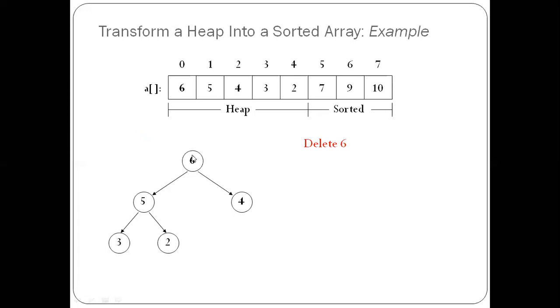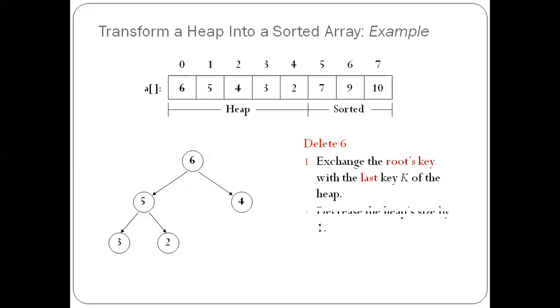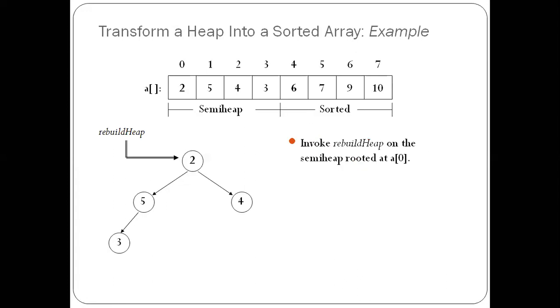Interchanging, exchanging 6 with the last element in the heap, that is 2. 2 and 6 will be interchanged, and 6 will be deleted, and we apply heapify on the remaining tree. That means exchanging the root with the last key, that is 6 and 2 are interchanged. Then 6 will be deleted and then we apply the heapify procedure. So this will be the tree you will get.